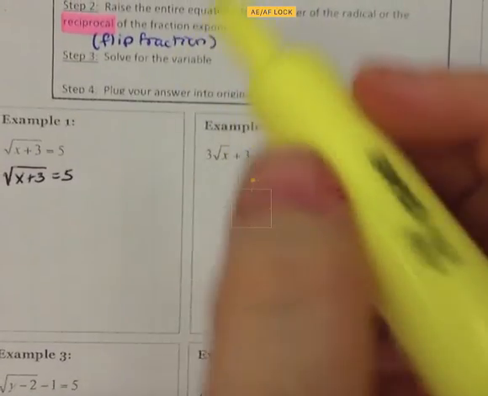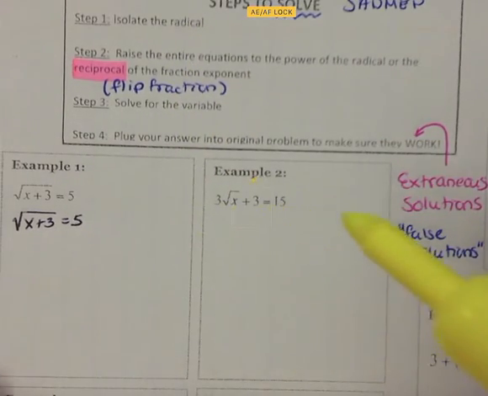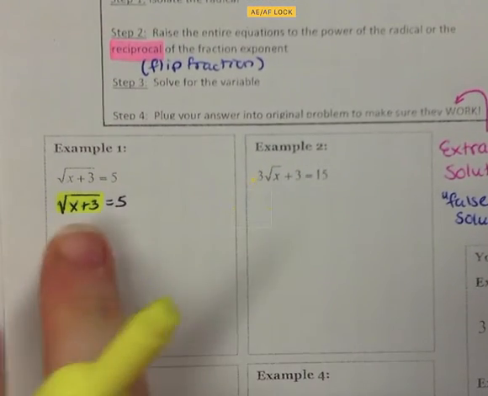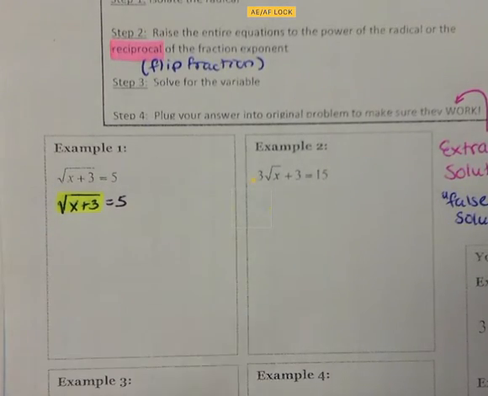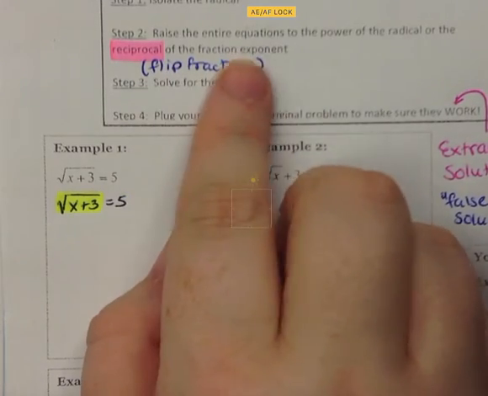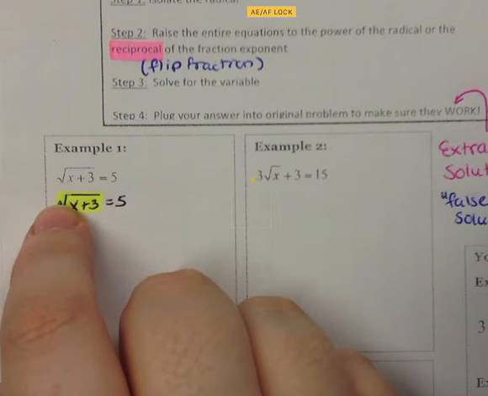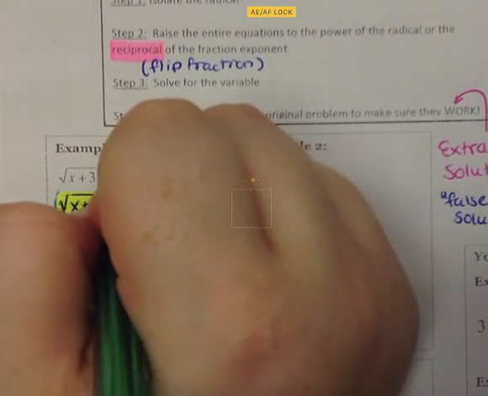So I'm going to highlight my radical or my fractional exponent, whatever is attached to it, and then I'm going to get everything away from it. So that's my radical. Now, because nothing is attached to my highlighted part, that means I've already isolated the radical. I can go to step 2, where I can raise the entire equation to the power of the radical or the reciprocal of the fraction exponent. Now, this is a radical, so I want to raise it to whatever the index is. Since it's a square root, I'm going to raise it to the squared power. So I'm going to put it squared on both sides.